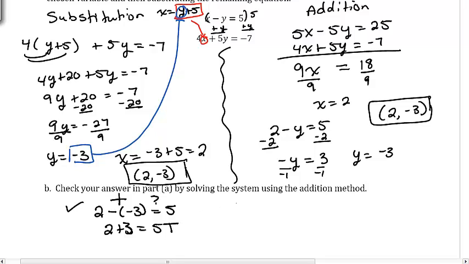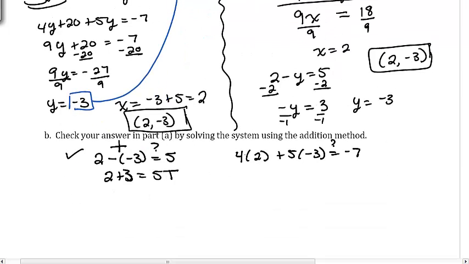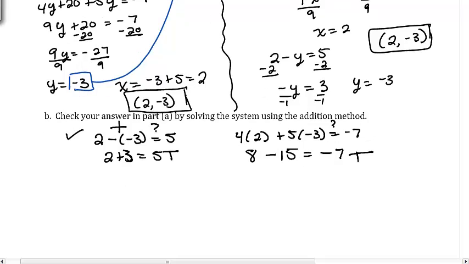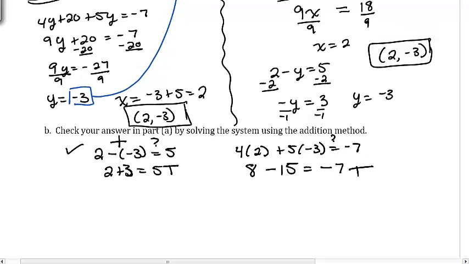So that's true. And then plugging 2, negative 3 into the second equation gives us 4 times 2 plus 5 times negative 3. We want to know if this is equal to negative 7. And 4 times 2 is 8. And then 5 times negative 3 is minus 15. And that definitely is equal to negative 7. And so both of our solutions worked in both of our equations. And so our solution is correct.